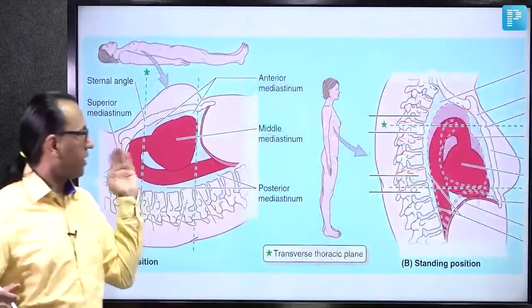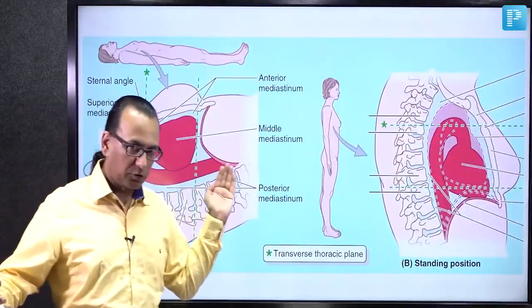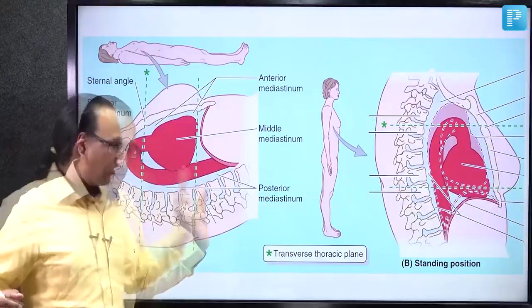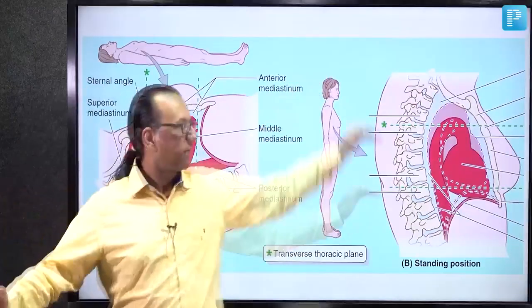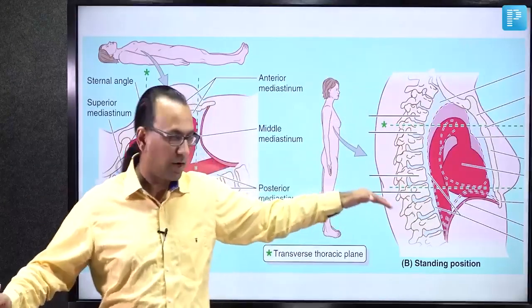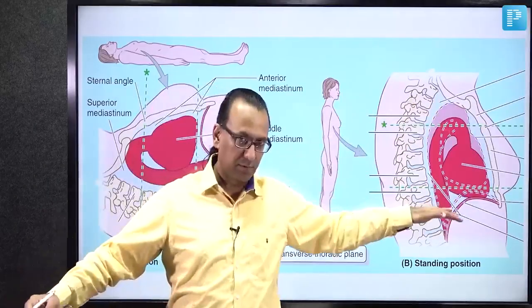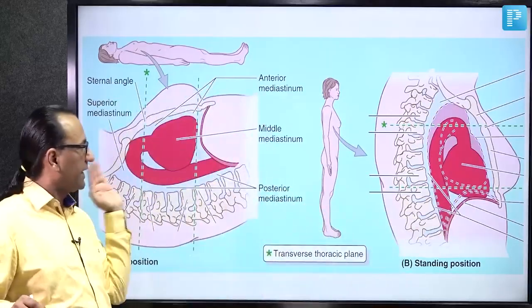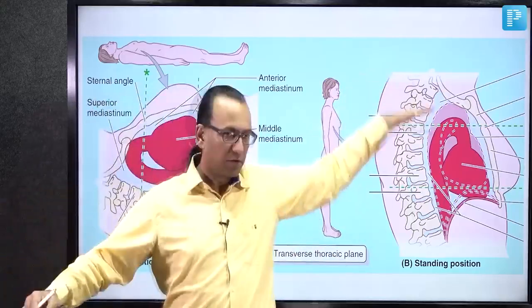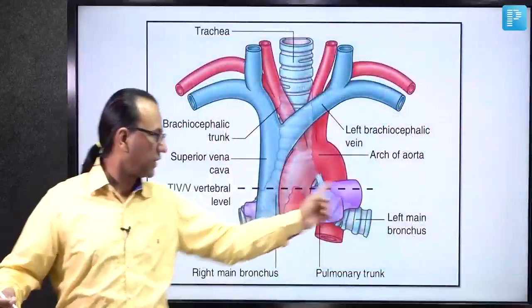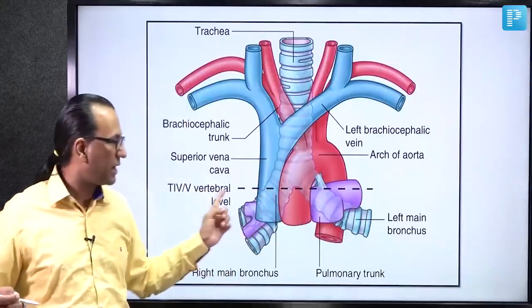What is the extent of the heart in a supine posture? It is T5 to T8 vertebral level. And what if the patient stands? Then the gravity will pull the heart one vertebra down. It will become T6 to T9 vertebral level. Plus 1, plus 1. Here it is T5 to T8 and here it is T6 to T9, extent of the heart in standing posture.